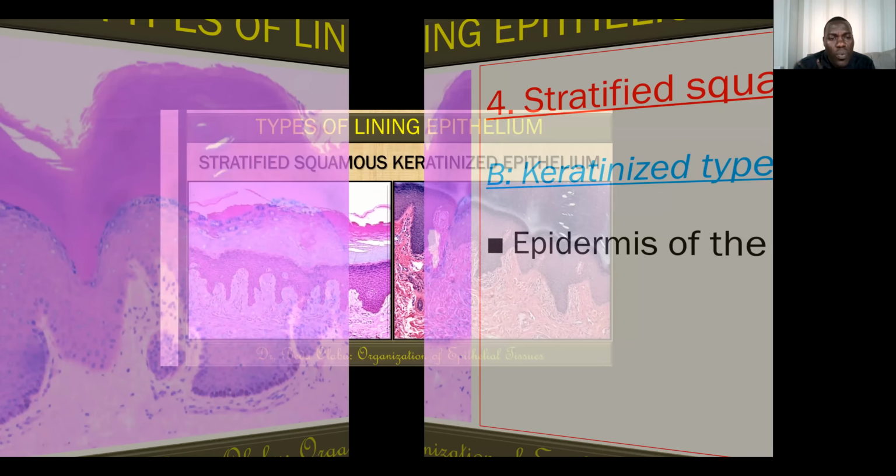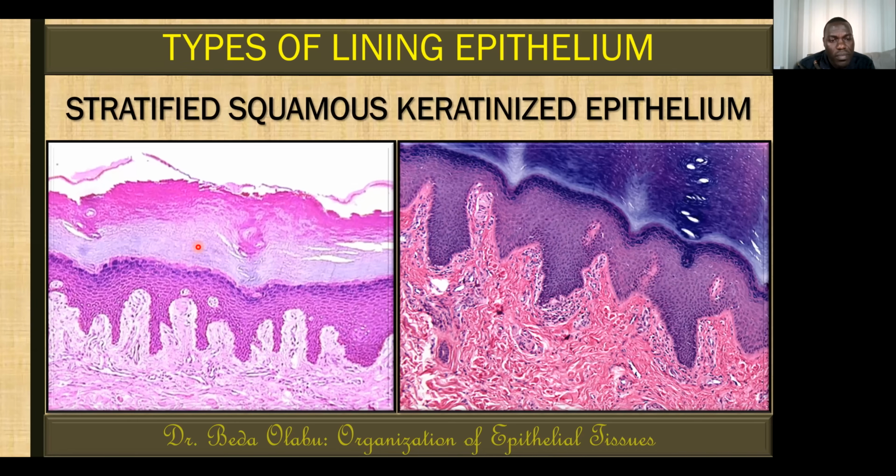So this is how stratified squamous keratinized epithelium will look. This is the keratin layer. Look at how massive it is. This is the cellular layer. Even this one, this is the keratin layer, and this is the cellular layer. This is connective tissue. So we are focusing on the epithelium itself.